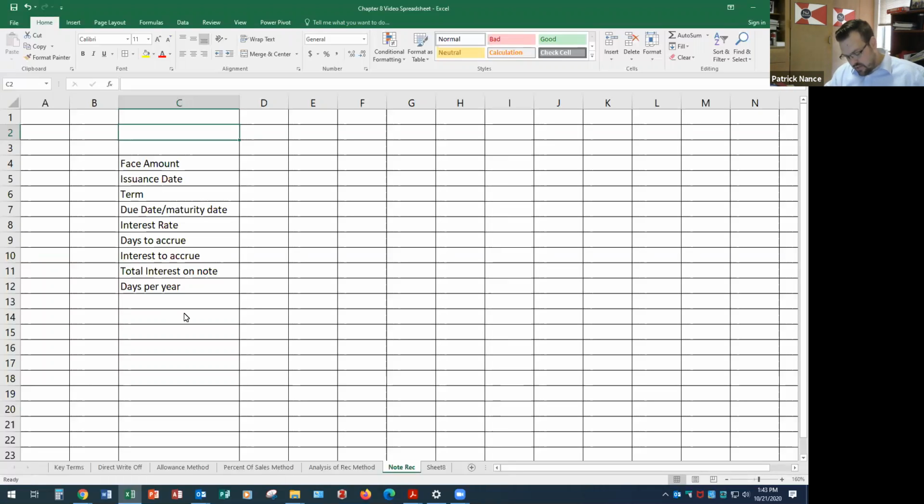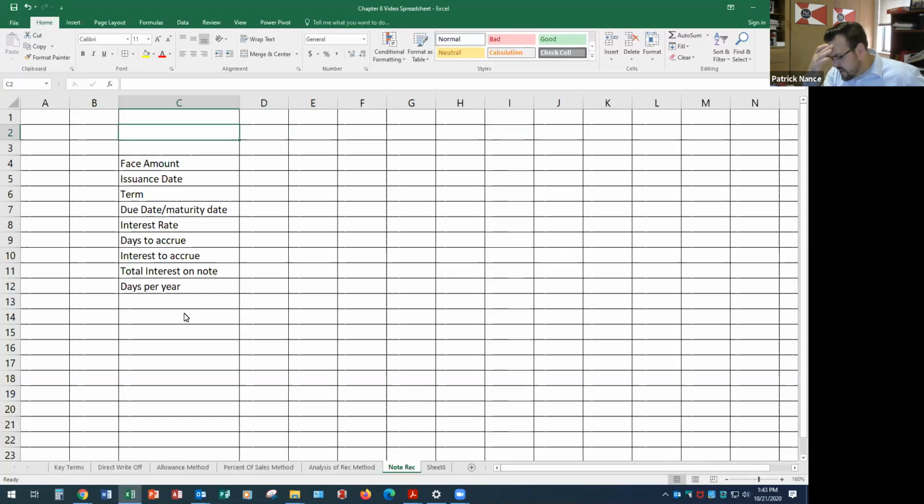So first off, some important vocabulary. The maker is the party making the promise to pay. So the maker is the one that actually owes you the money in this case, because we're dealing with notes receivable. The payee is the party to whom the note is payable. So it'd be us as in the business, because we are the one that's going to receive payment.